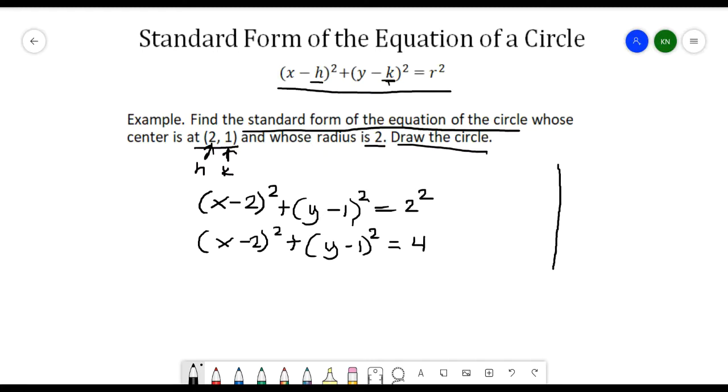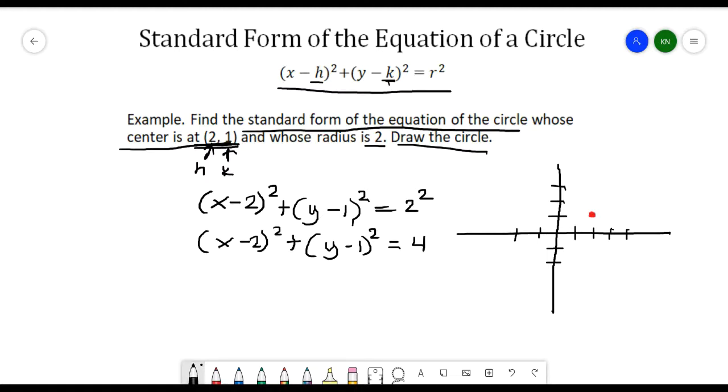Now, we have to draw the circle. Let's say we have this Cartesian plane here, and the center of our circle is at (2, 1). We need to plot that in our Cartesian plane. So, let's say we have 1, 2, 3, 4, and 1, 2, 3. We also have 1 and 2. Again, our center is at this point, (2, 1).